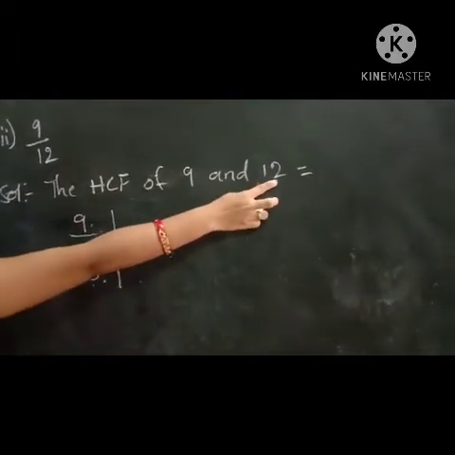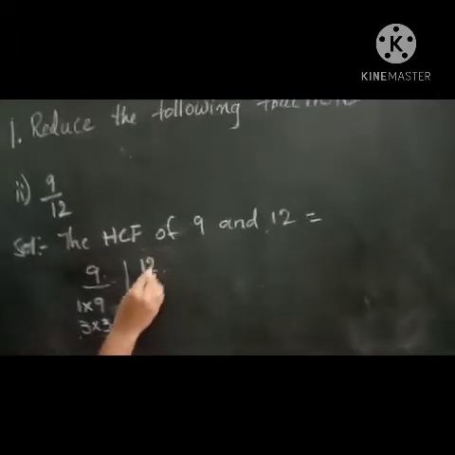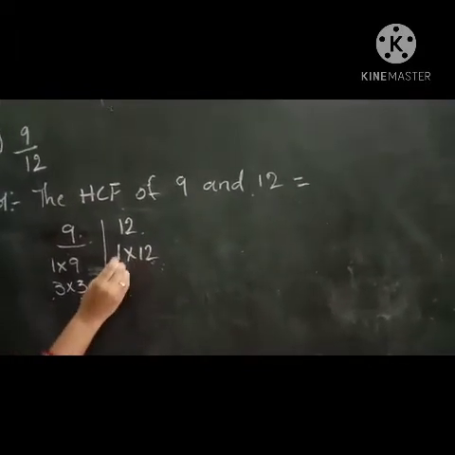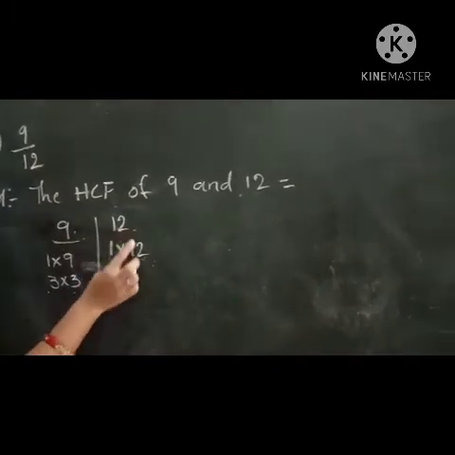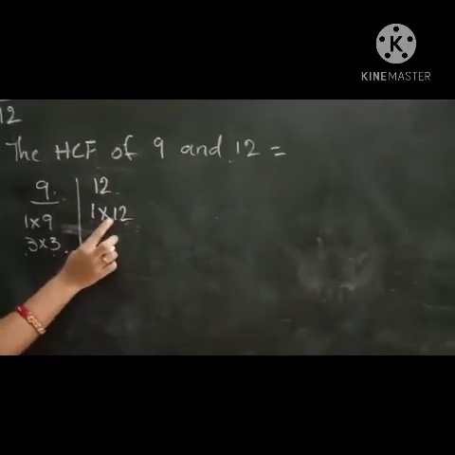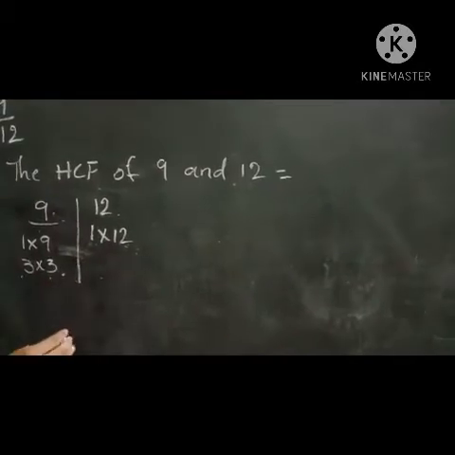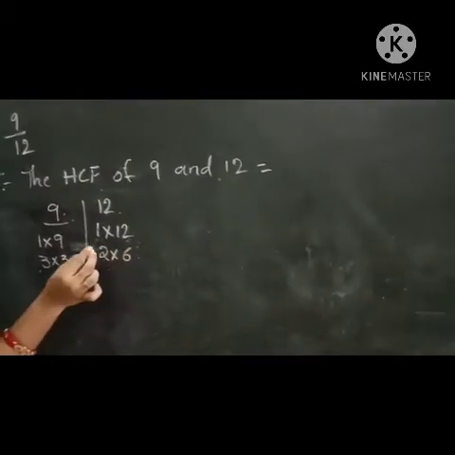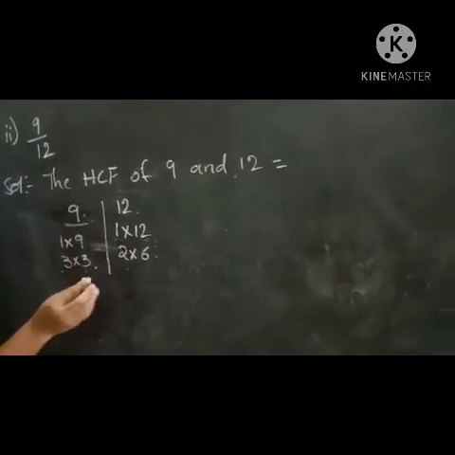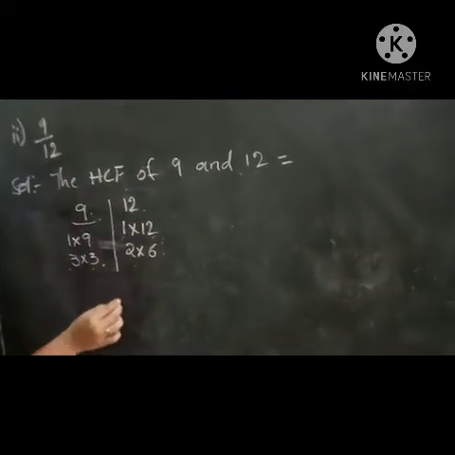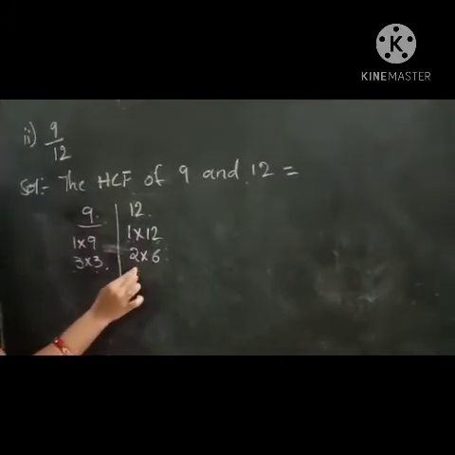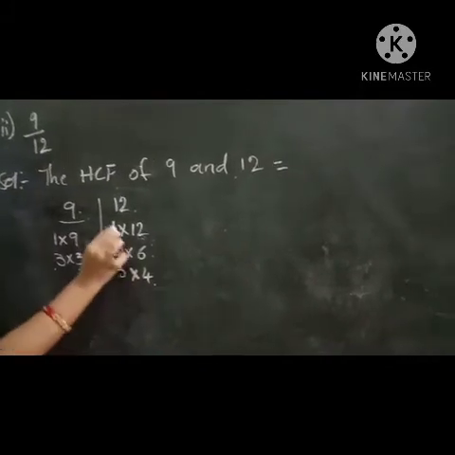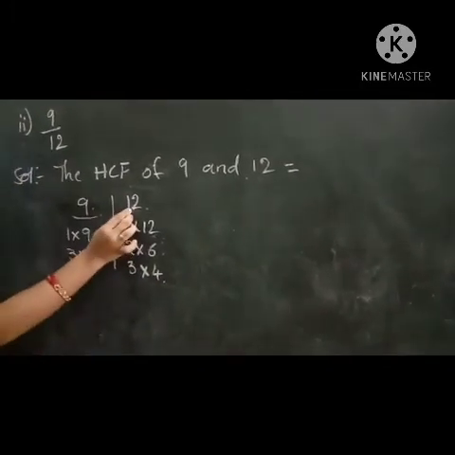Now we have to go to the next number, 12. 1 into 12. This is the common factor. 1 into whichever number is there, that number we have to write. 1 into 12 is equal to 12. In 2 table, is 12 there or not there? Yes. How many times? 2 6s are 12. Next, in 3 table, is 12 there or not there? Yes. How many times? 3 4s are 12. These are the factors of 12 and 9.